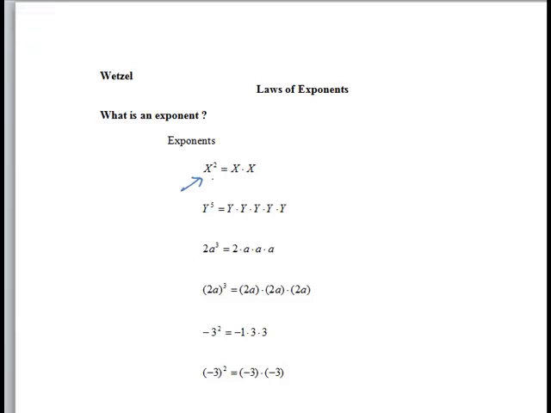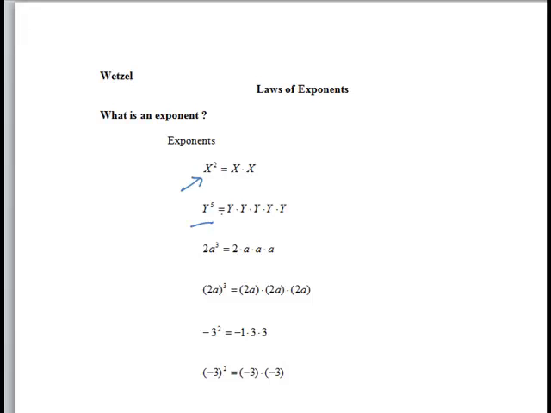An exponent of 2 tells you how many times the base is multiplied by itself. So x squared would be expanded out as x times x. Likewise, y to the 5th. That exponent 5 tells you the base y is multiplied by itself 5 times.